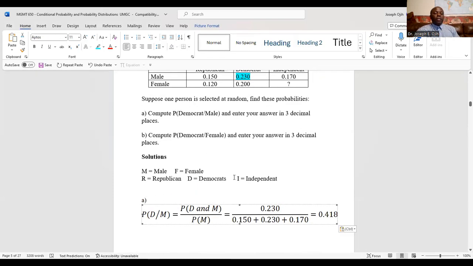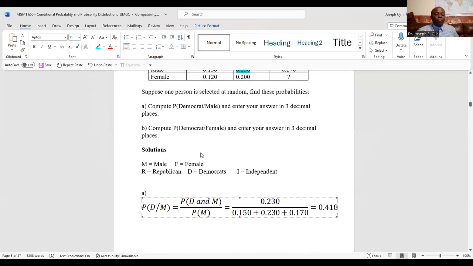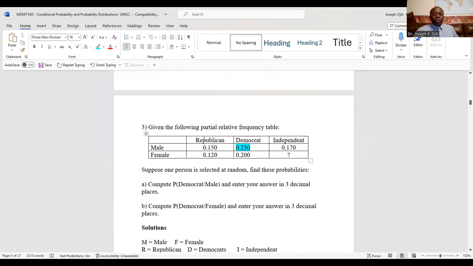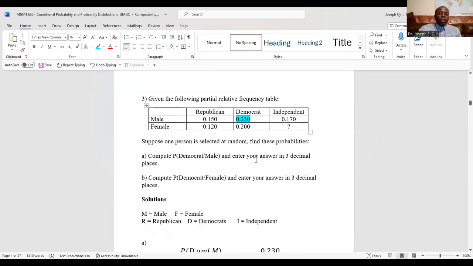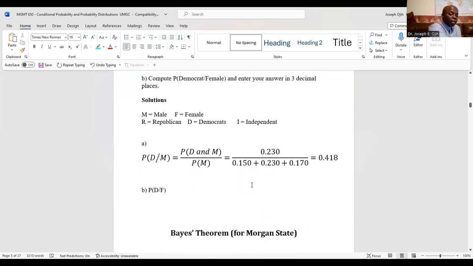Now the next one is to compute the probability that the person is a Democrat, given that it's a female, as part B. The probability that it is a Democrat, given that it's a female. Let us put the formula first, and then we'll come back and show you, because this one is tricky, since we don't have the answer for the independent part of it, which we need. So let me get the formula ready first.